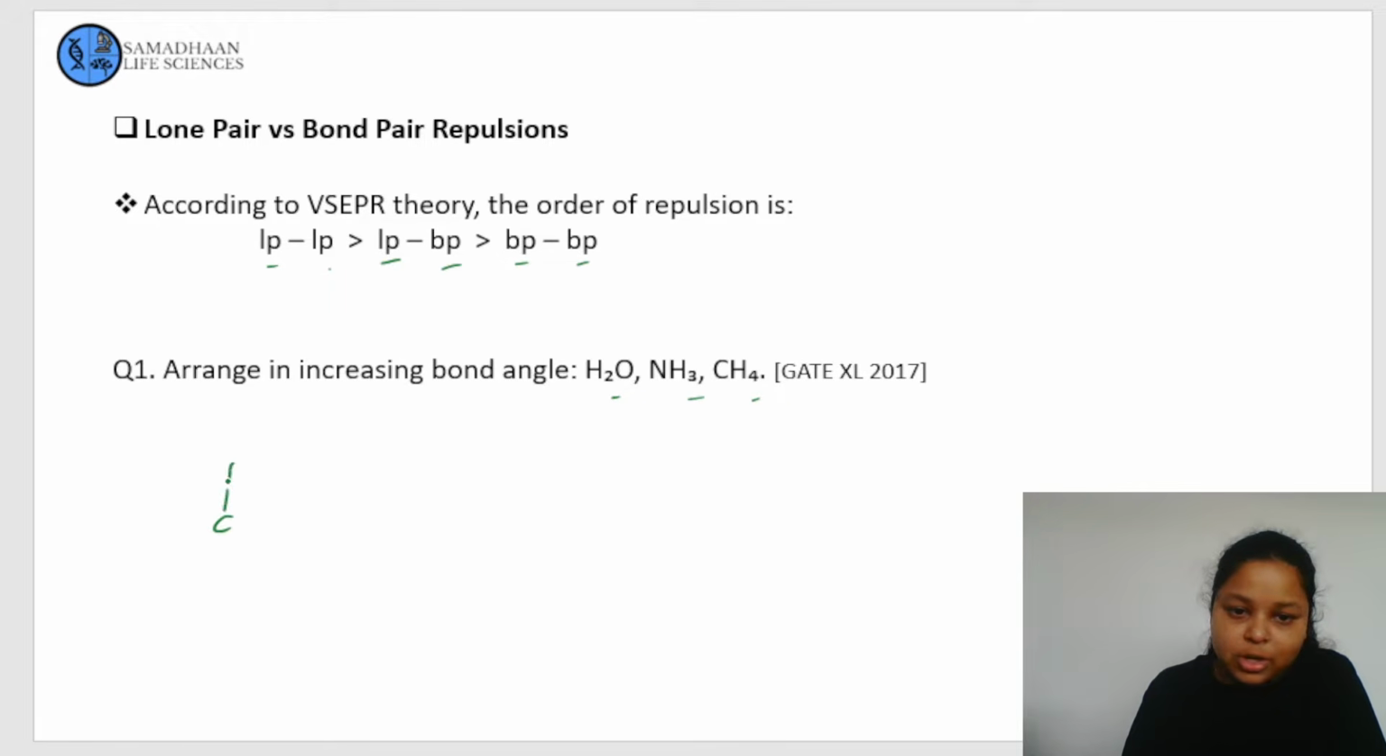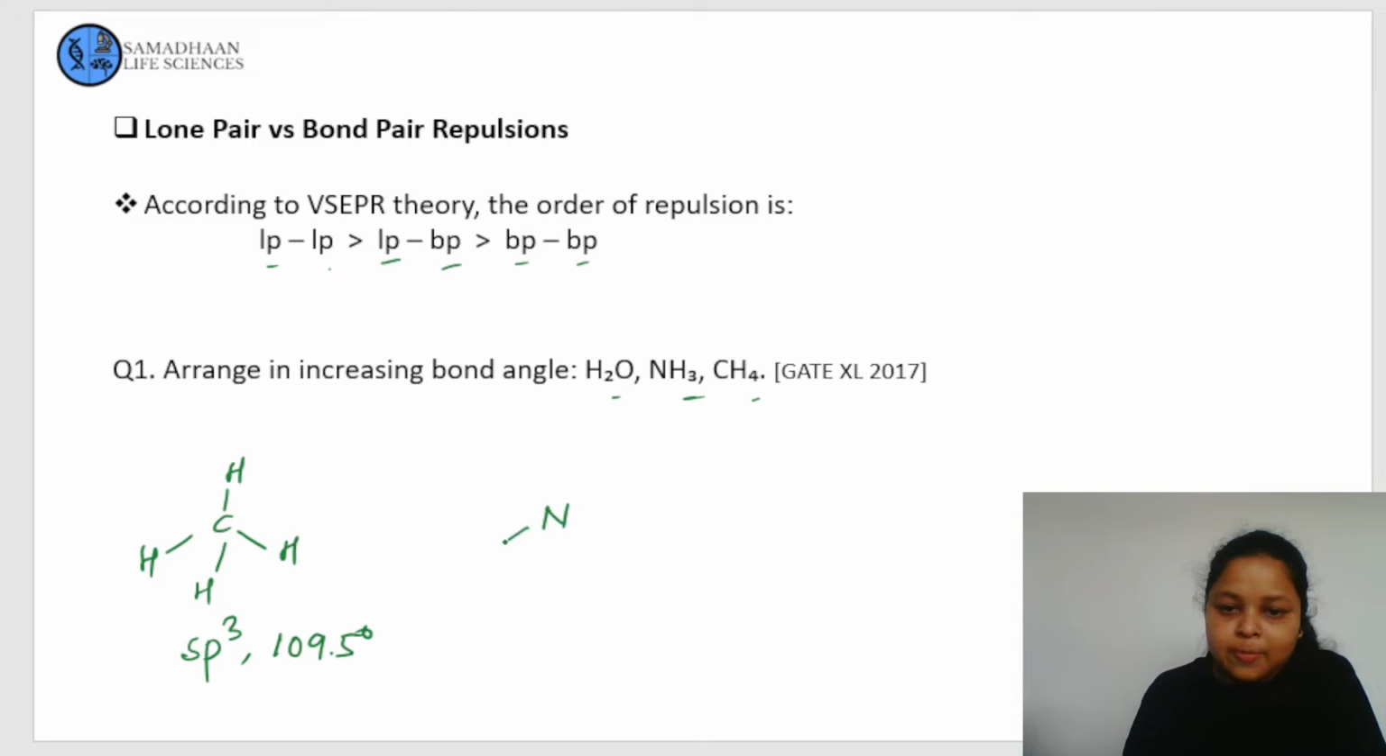For the molecule CH4, methane, we saw in our last video that the central atom carbon is sp3 hybridized and all the bond angles are the same, 109.5 degree. Now let's take the molecule ammonia.